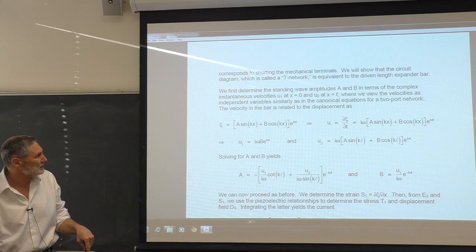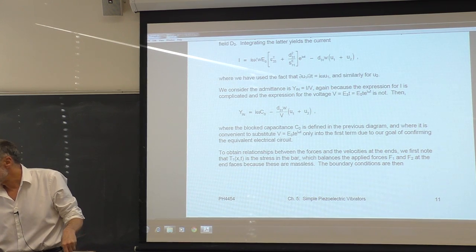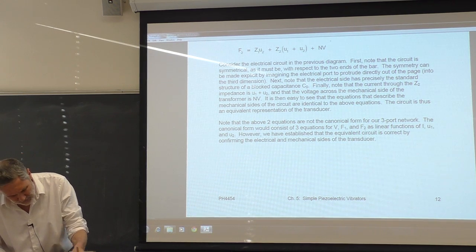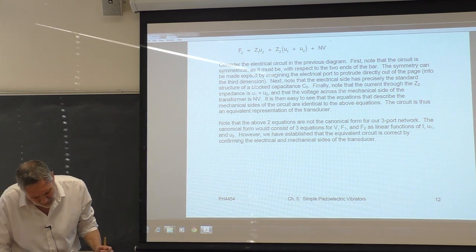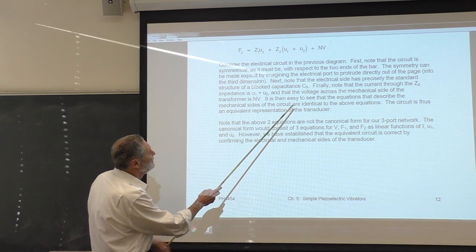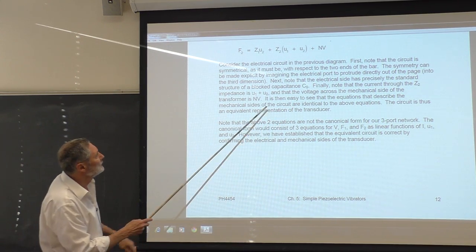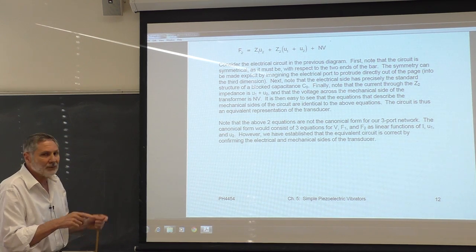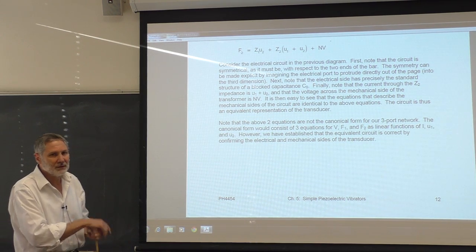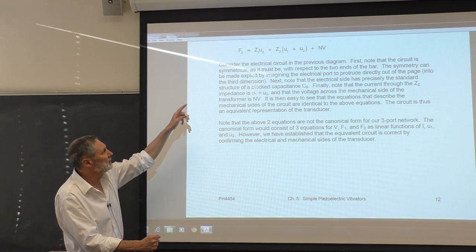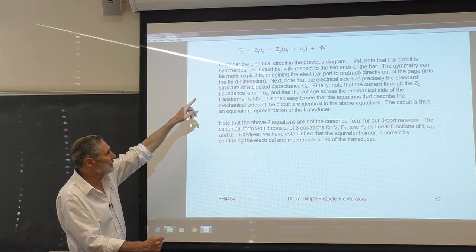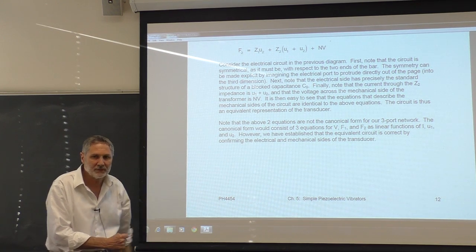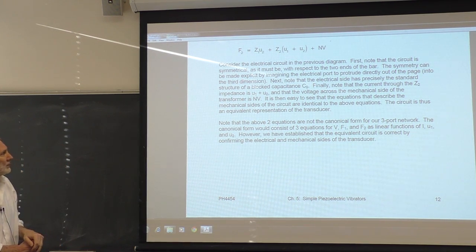There's one last thing, the voltage. It's easy to do. So the final thing here is using Kirchhoff's loop rule. For the mechanical sides, you can see that our theoretical, analytical expressions are equivalent to the circuit. So that's the equivalent circuit.